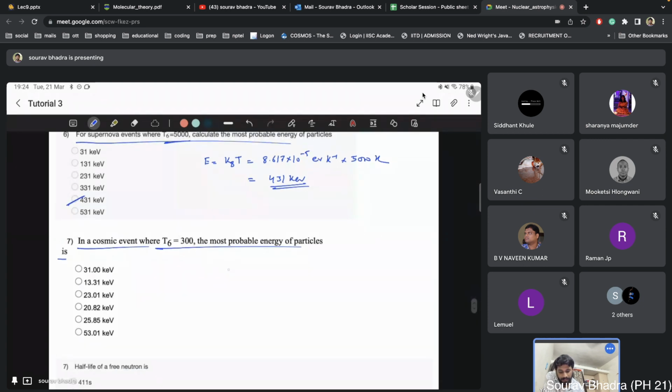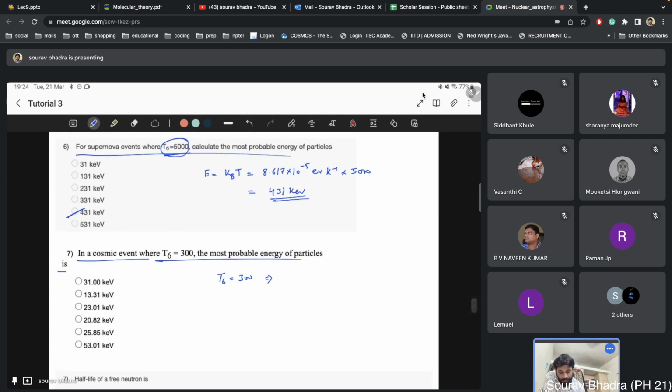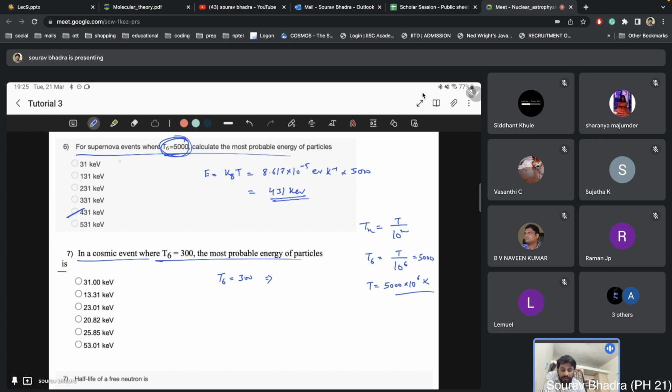Here also the T is just different. So instead of 5000, here T6 is given as 300. So remember the T6 type of term. Whenever you face this type of term, Tn is actually T by 10 to the power n. So T6 is T by 10 to the power 6. It is given as 5000. That means your T is actually 5000 times 10 to the power 6 Kelvin. So this is a standard nomenclature of astrophysics.